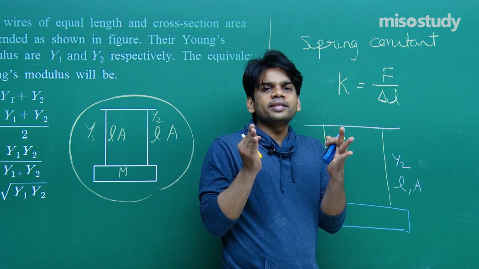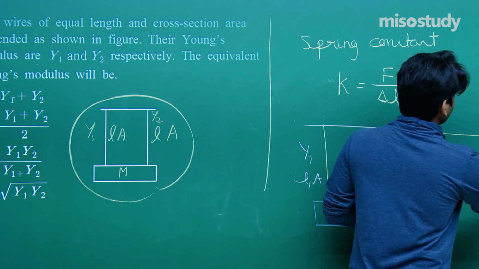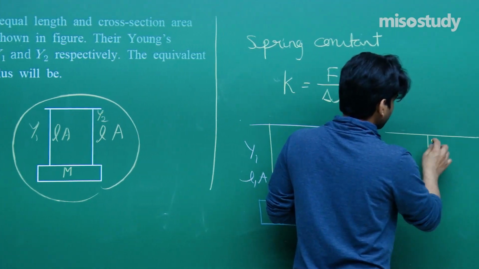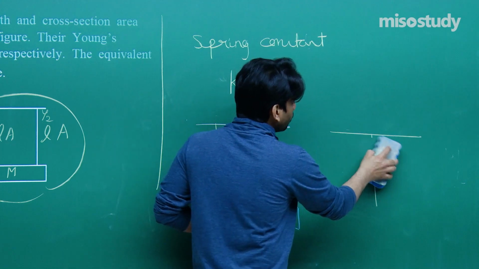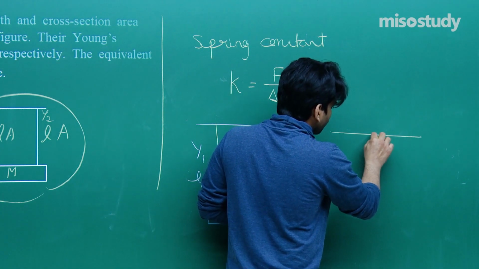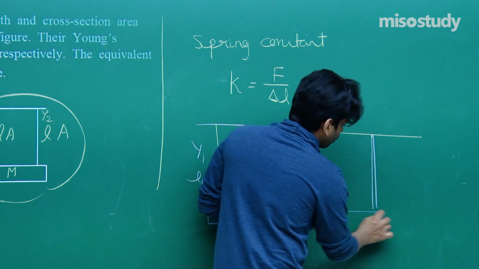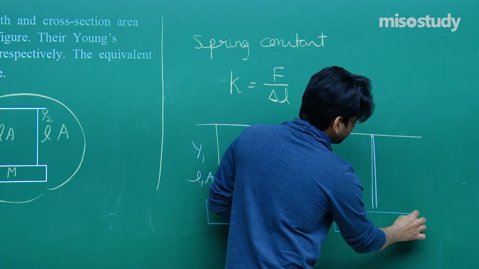If we combine both the wires, what will we be having? We will be having this scenario as I am going to represent. One wire is hanging here, one wire is hanging here. They both are attached, and again there's a load connected, the same load is connected.